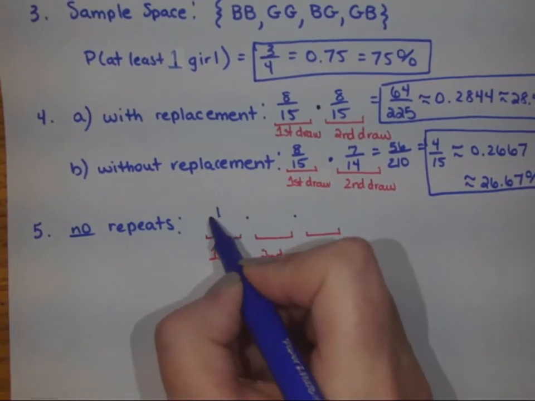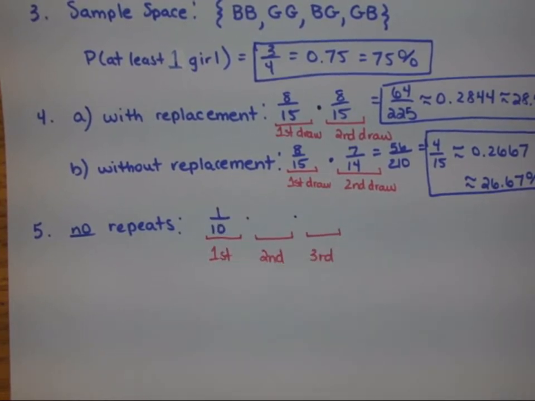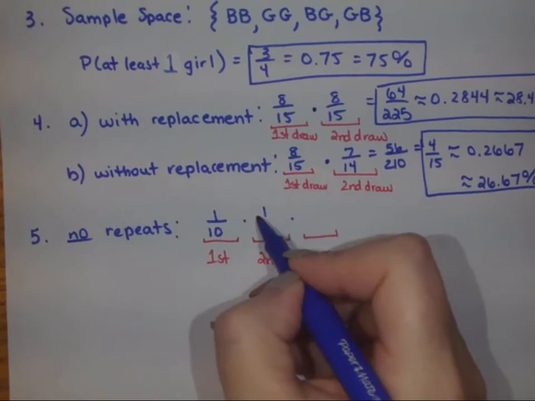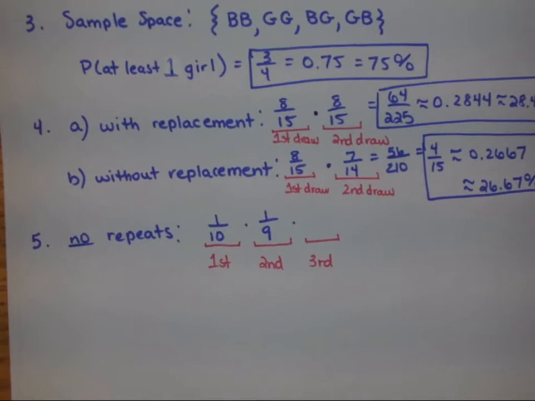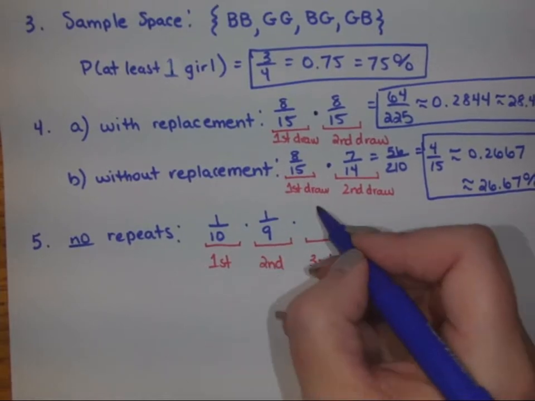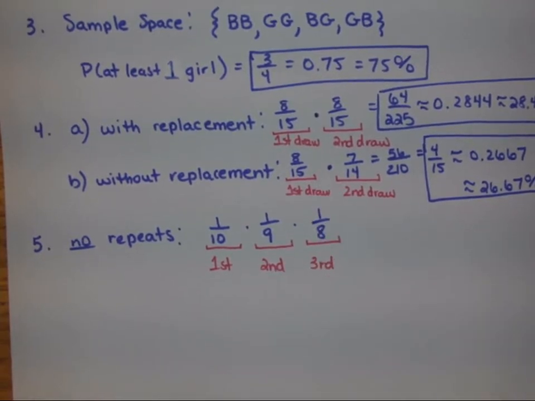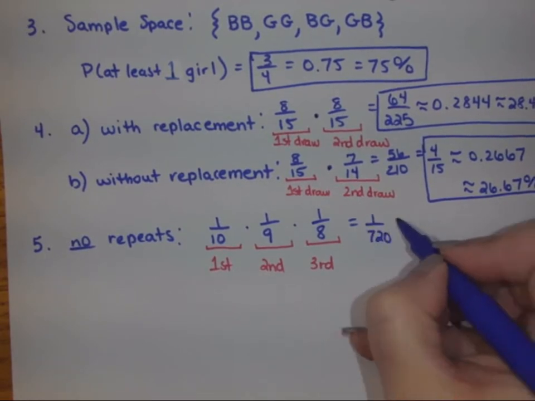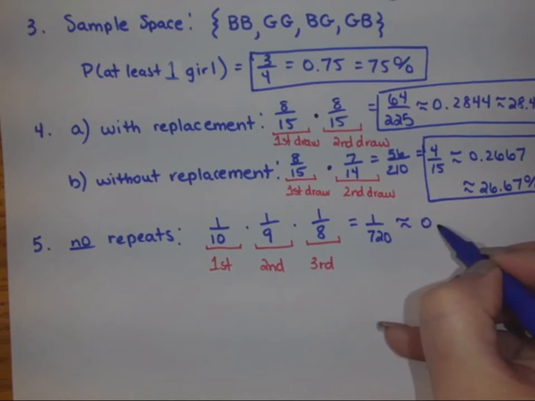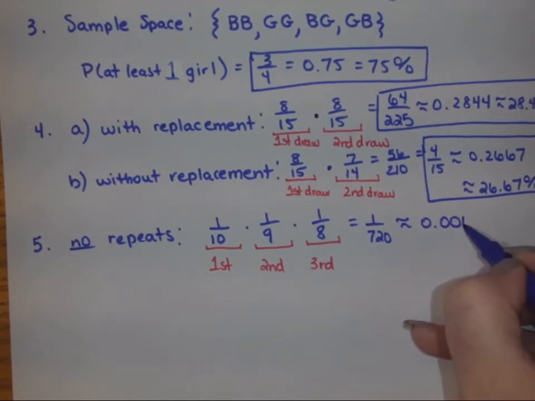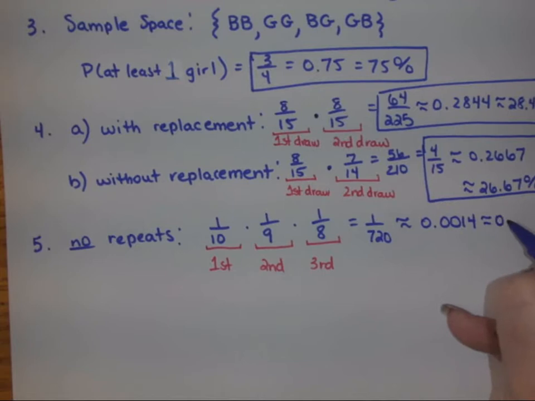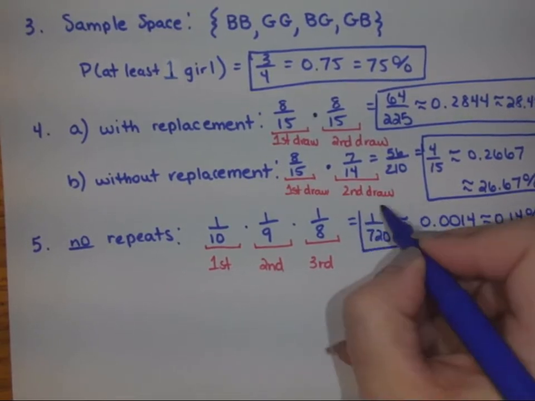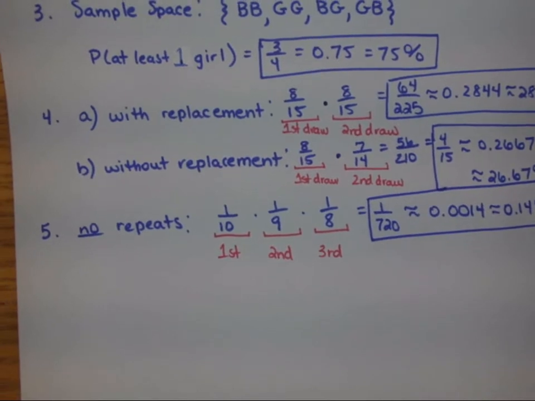The first time you've got a 1 out of 10 shot because you've got digits 0 through 9. But the second time, whatever number it is has been taken out, so you only have 9 choices. So you've got a 1 out of 9 shot of getting the second one right. And then 2 numbers are missing, so the third one only has 8 choices. If you multiply this all out, you're really unlikely to make a random guess. Notice this is actually 0.0014, or about 0.14%, considerably less than 1%. So you have a very, very tiny chance of getting that right.